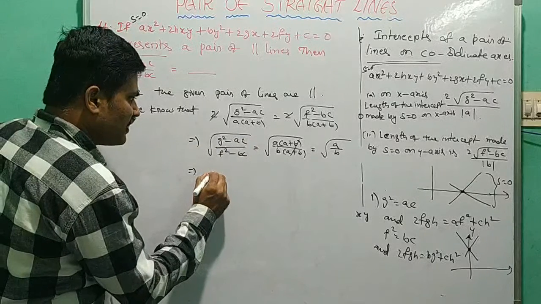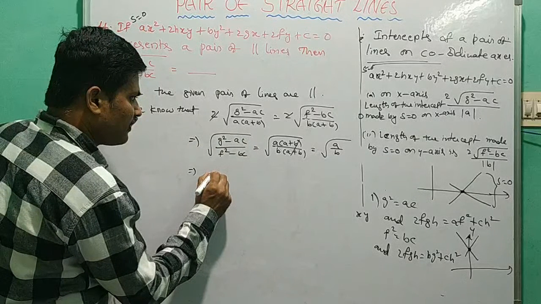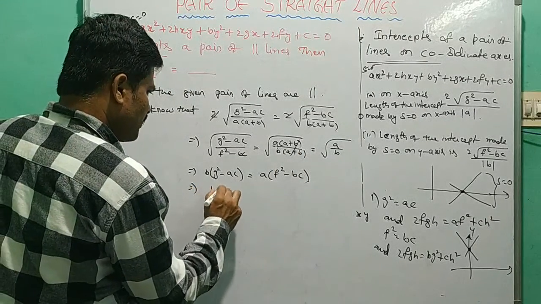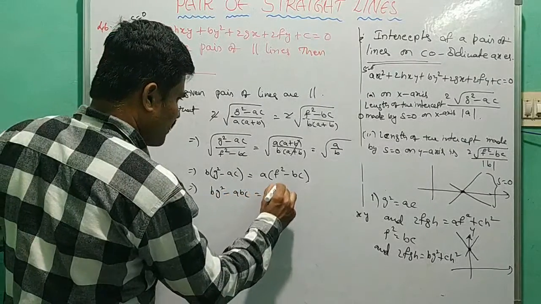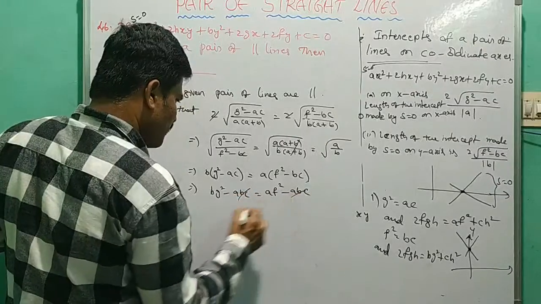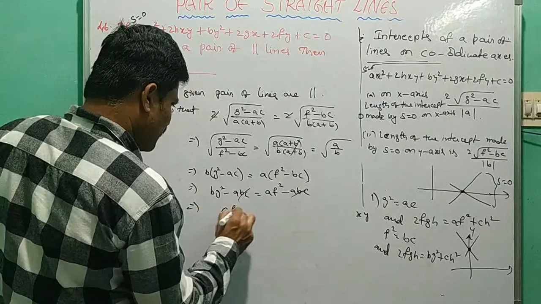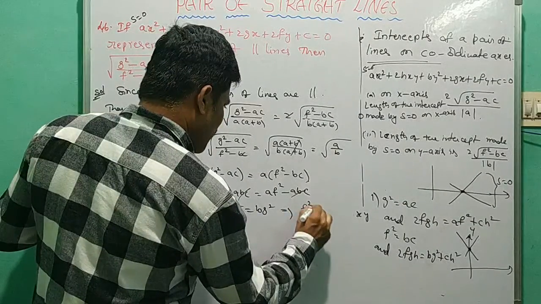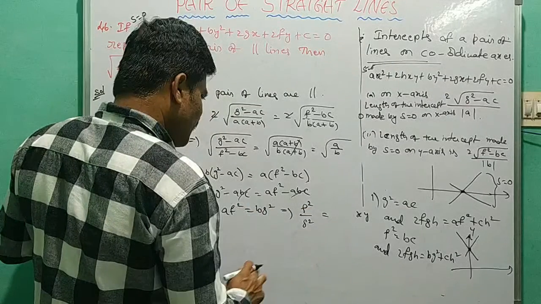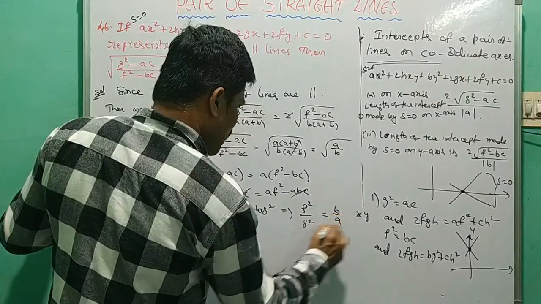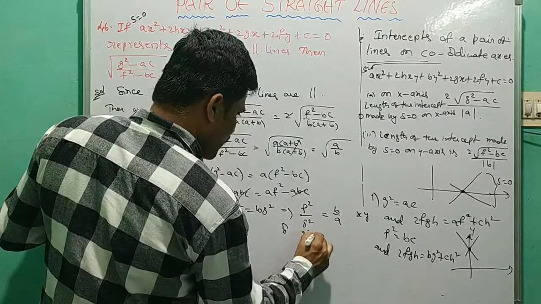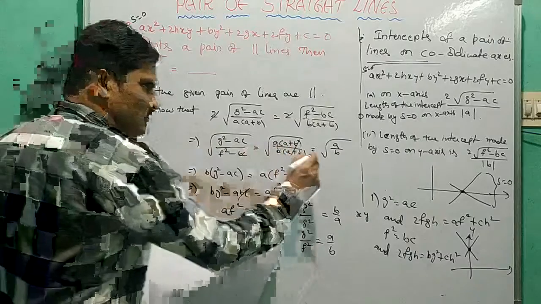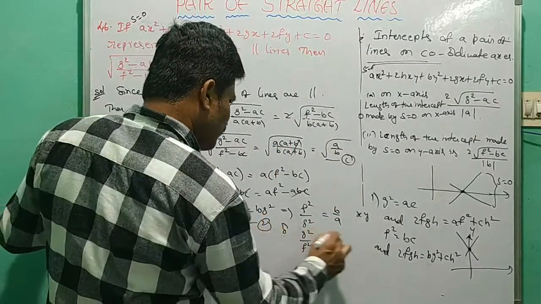Now squaring on both sides, then we write bg square minus abc equal to af square minus abc. In that, abc will be cancelled. Then we write bg square equal to af square, or f square by g square equals b by a, or g square by f square equals a by b. Now this is one condition. This is one more condition.